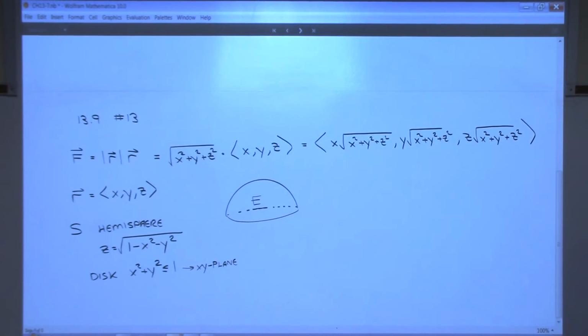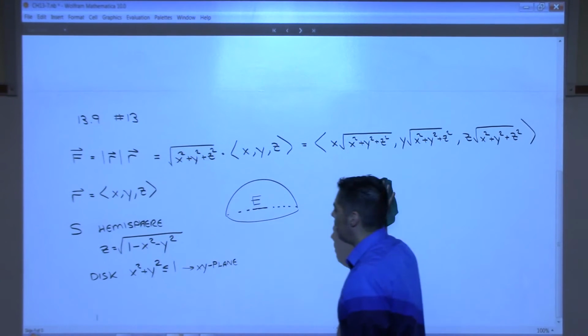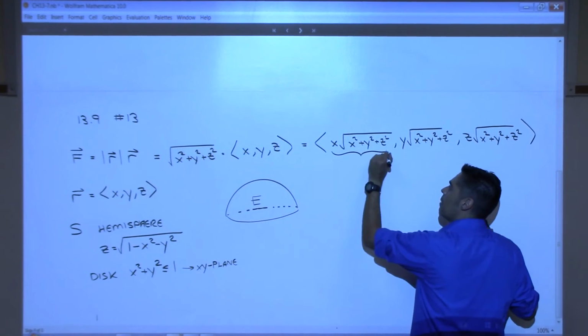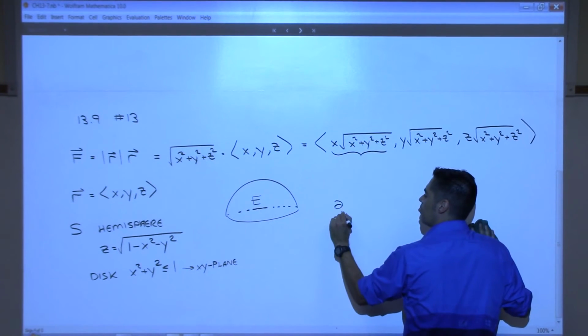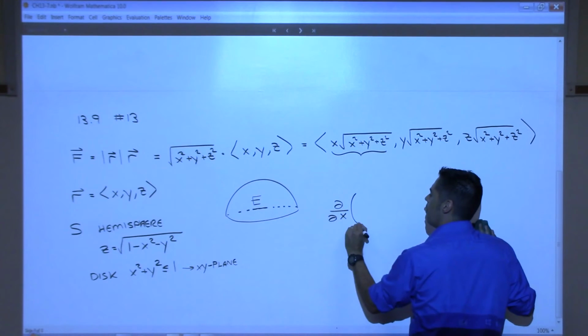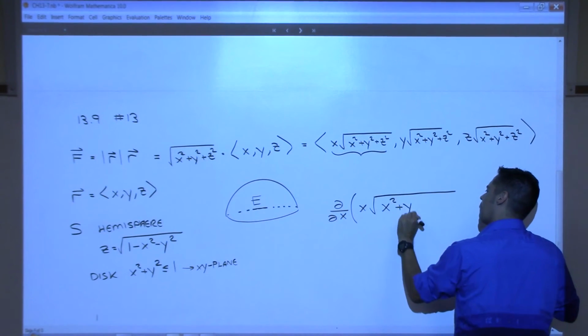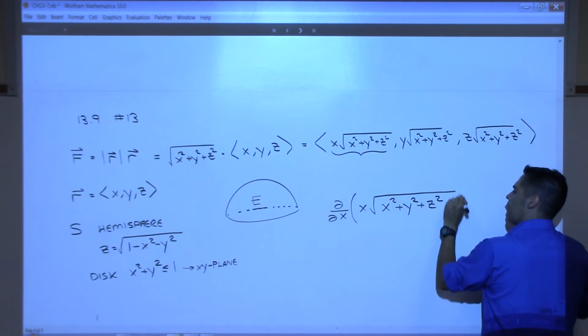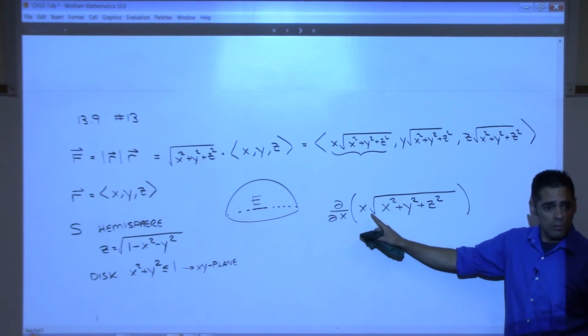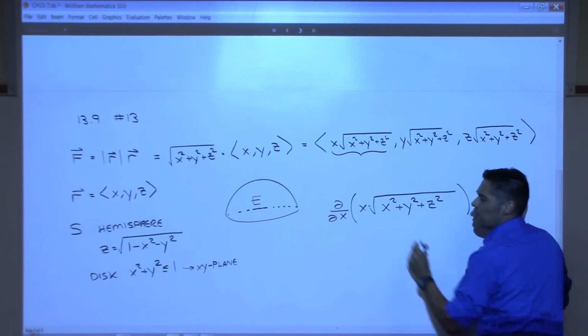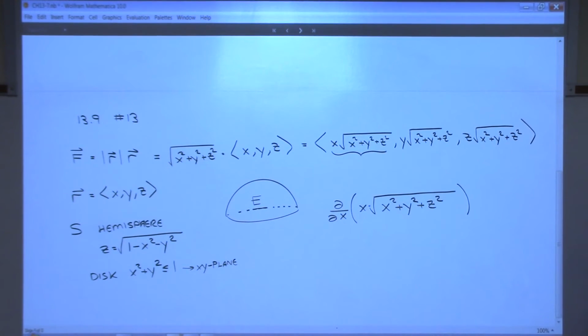I'm going to still go for this. I'm going to try and get its div. So I need to take some partial derivatives and add them all up, right? Let's talk just about this one for a second. What would the partial with respect to x of this be? Because that's what I'm supposed to do right now, right? You would have to use product rule, right? We have a product happening right here. And chain rule. So let's try it.